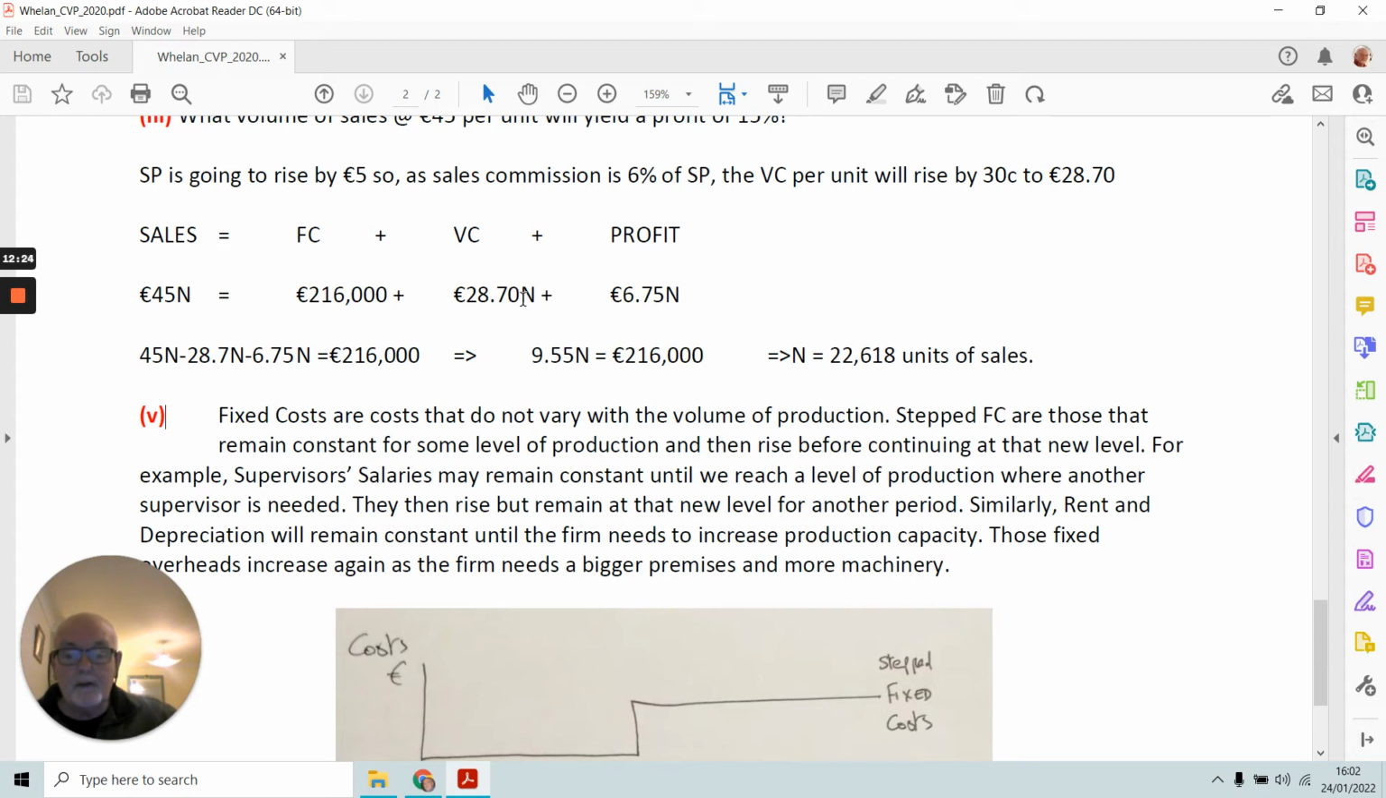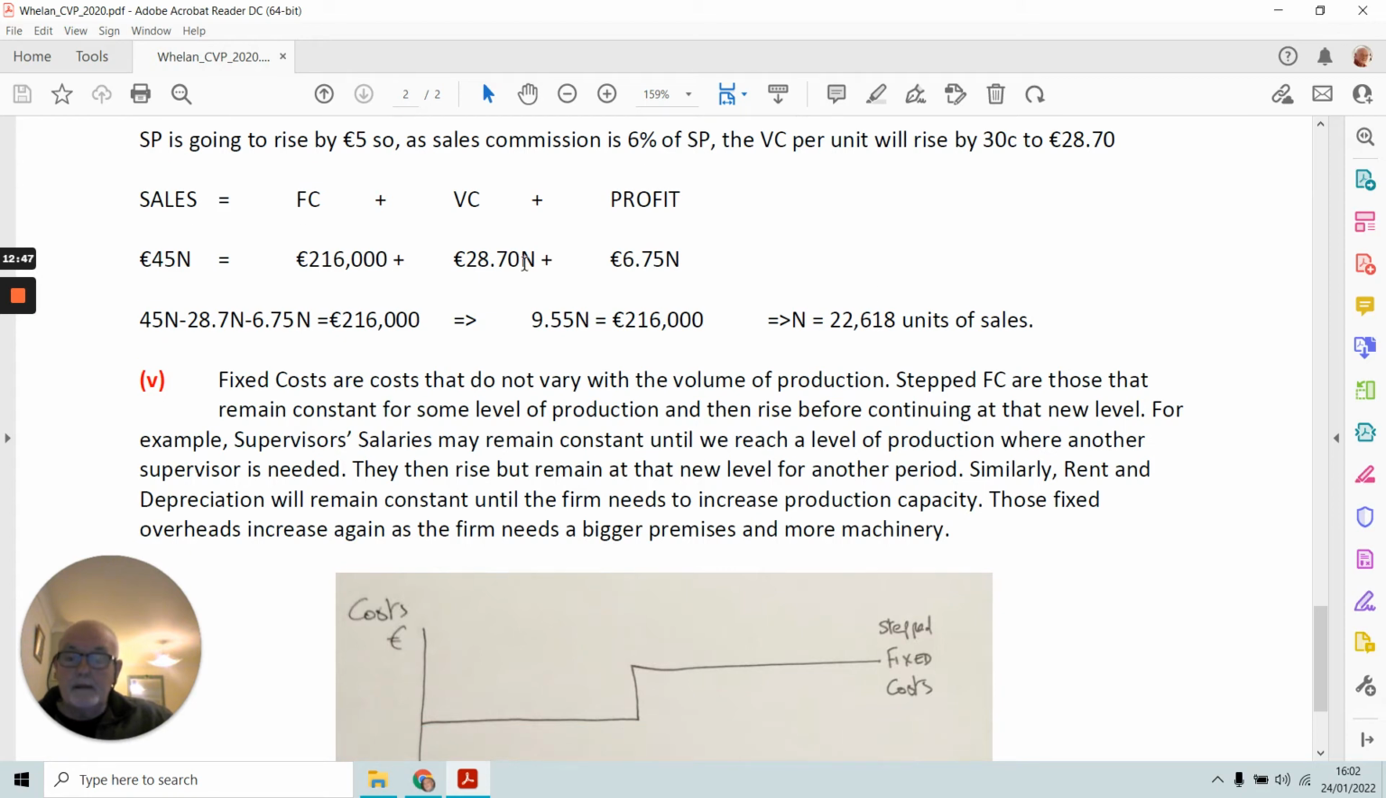Now we know our variable costs are €28.70. We got it up here, look. We know our variable costs are €28.70 per unit, N units, plus the profit. Now our sales is €45 N, so 15% of that is 6.75 N. Cancelling the euro by dividing across by a euro, and then bringing all our N's over to the one side, we have 45 N minus 28.7 N minus 6.75 N is equal to €216,000.